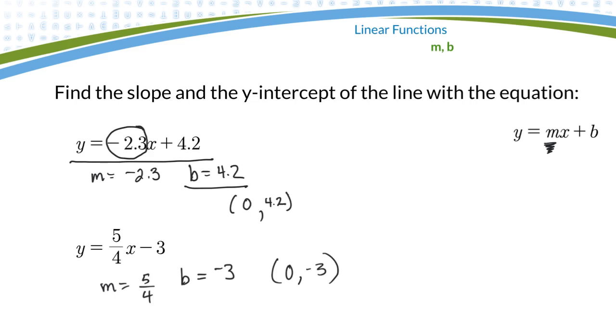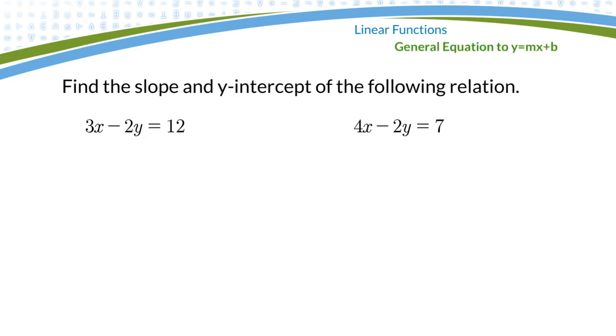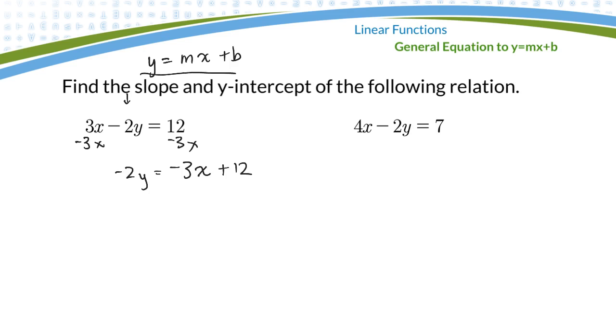Now those are fairly straightforward to do, but there are some questions where you have to do a little bit of work before you can determine what the y-intercept and the slope is. I need to get to this form of the equation, and this equation doesn't look like it. So I'm going to subtract 3x on both sides, leaving me with minus 2y is equal to, I'm going to write the minus 3x first, and that's a positive 12, just so it's in this form up there. Now I'm almost there. I just have to get rid of that minus 2 in the front. So I'll divide everything by minus 2.